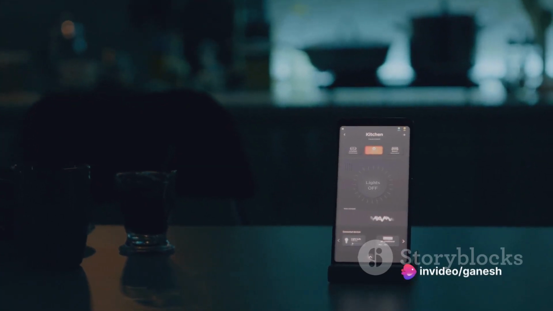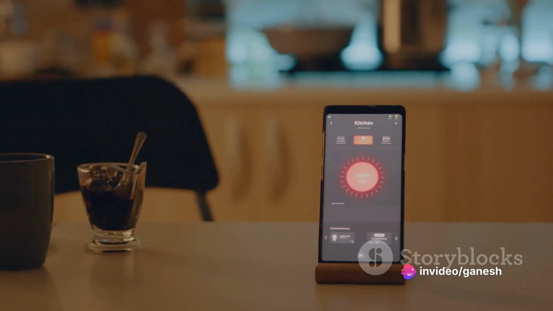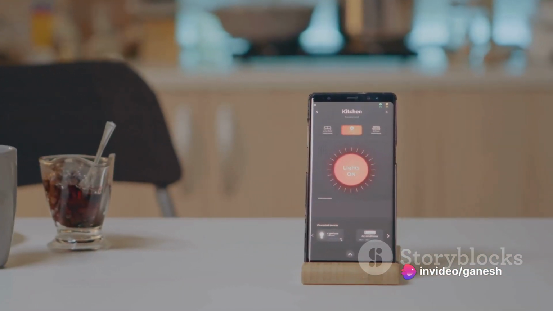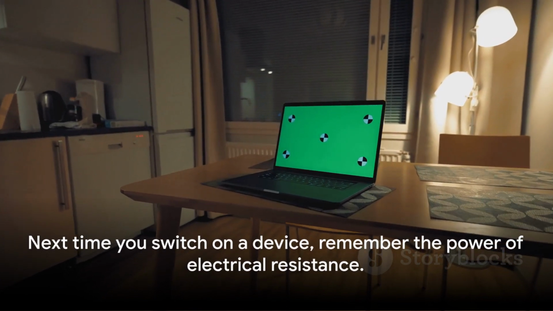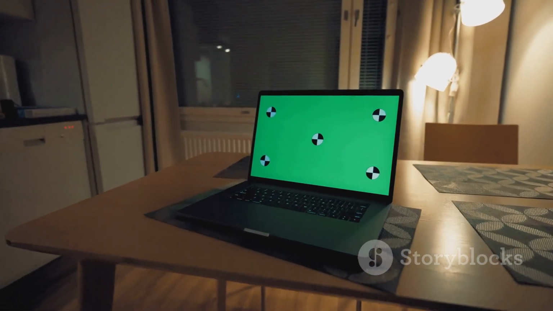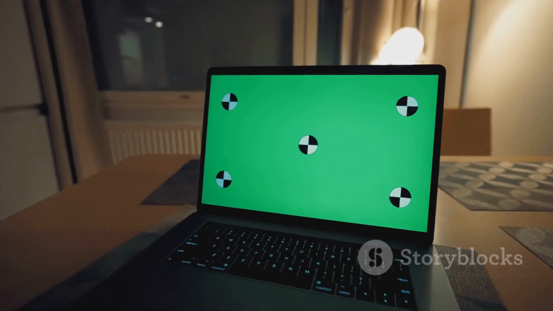It's a concept that impacts all of us, from the functioning of our home appliances to the charging of our smartphones. So the next time you switch on a device, remember, there's a world of resistance working behind the scenes, making it all possible.